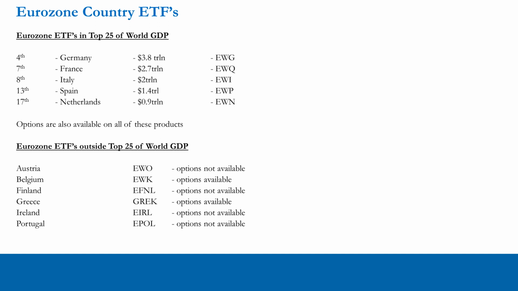Countries that are in the Eurozone, but they're not in the top 25 of world GDP. These ETFs in general are a lot less liquid than the five that we just looked at that are in the top 25 of world GDP. So Austria, the EWO, you can trade the ETF, but options are not available. Belgium, options are actually available for the Belgium ETF. Finland, options are not available. Greece actually has options available. Ireland, not available. And Portugal, unfortunately, not available.